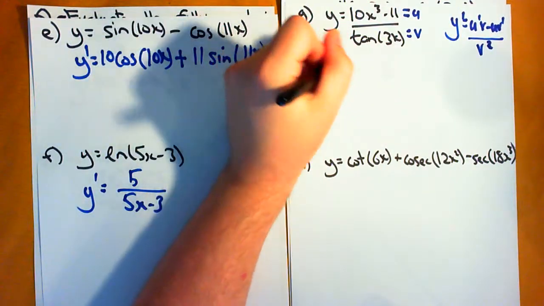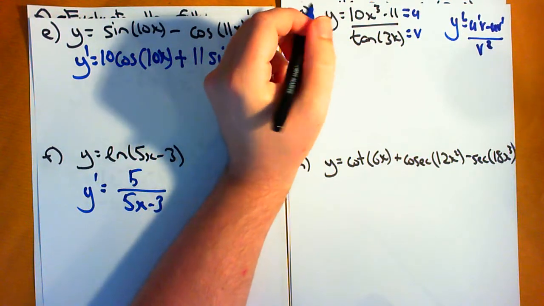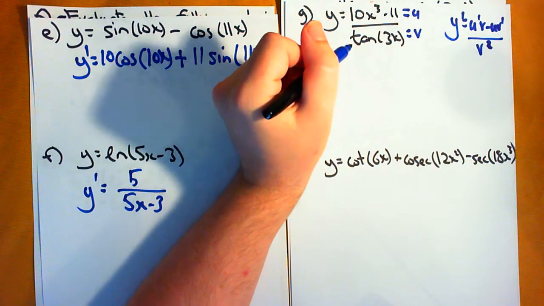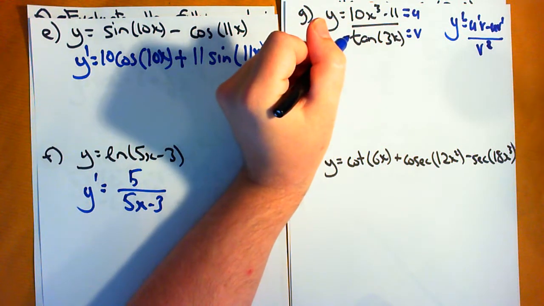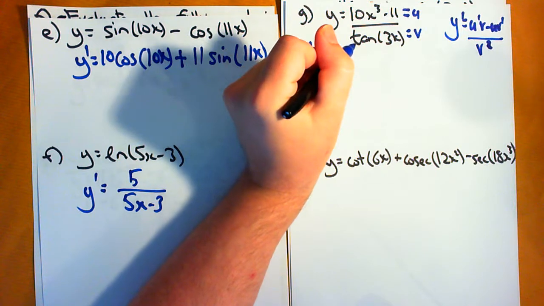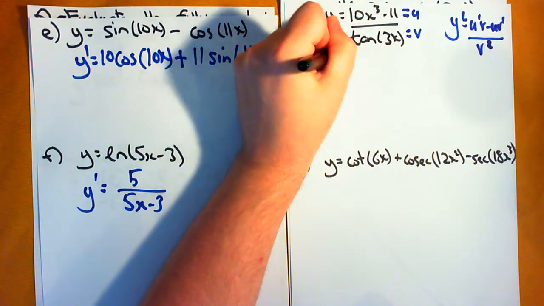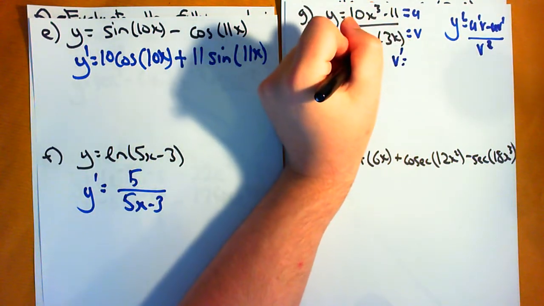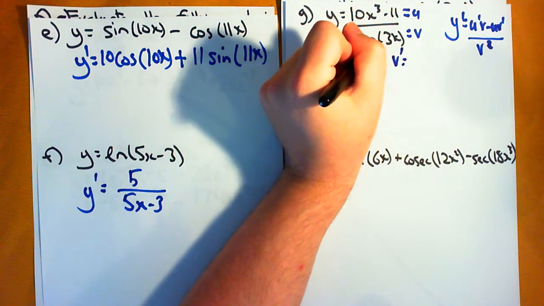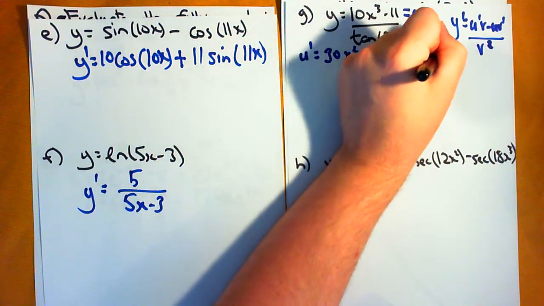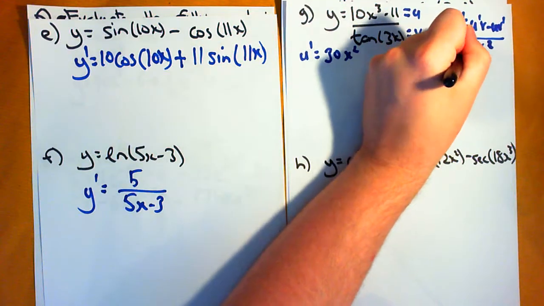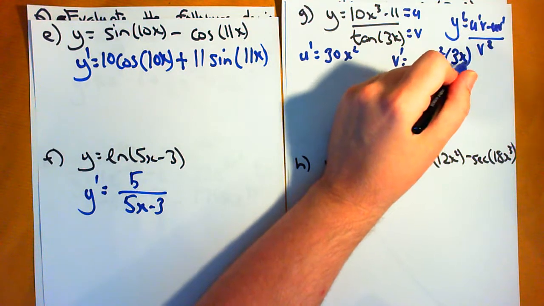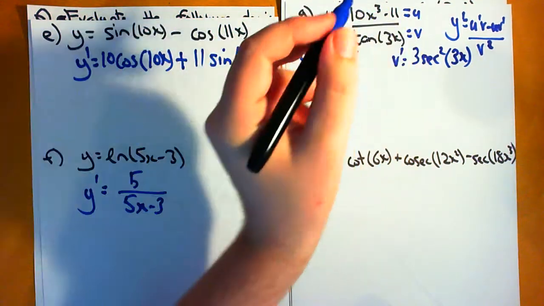Okay, so let's work out what u dash is, which is the derivative of 10x cubed minus 11. The minus 11 is going to make no contribution here, it's just going to be the derivative of 10x cubed. So 10 times 3 is 30x squared, and for v dash we need to differentiate tan of 3x. Tan differentiates to sec squared, the bracket stays the same, so it stays 3x, and then we need to multiply by the derivative of 3x. 3x differentiates to 3.